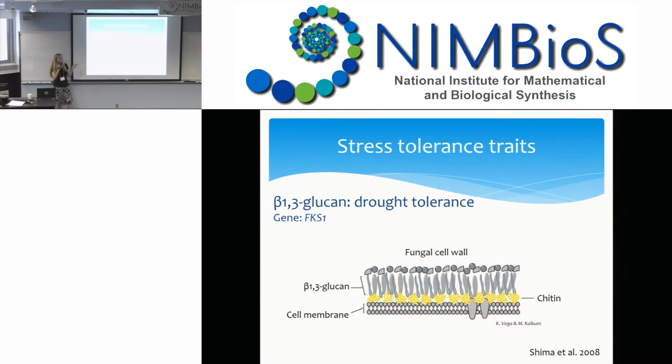Now I'm going to talk about traits that confer stress tolerance. How can they tolerate drought or extreme heat, things like that. One of the things that fungi can do to improve stress tolerance is to construct this carbohydrate. It's called beta-1,3-glucan. Again, this is not produced by all fungi. So beta-1,3-glucan forms cross-linkages in the fungal cell wall. And it forms cross-linkages between chitin here. Here's a cross-section of a cell wall. Here's chitin, and this is mannose proteins right here. So it'll come in and form these linkages.